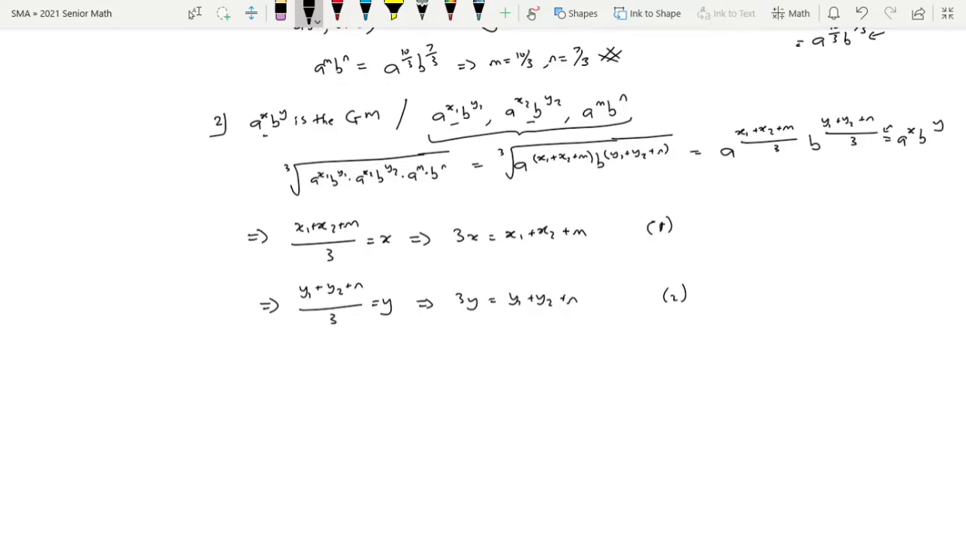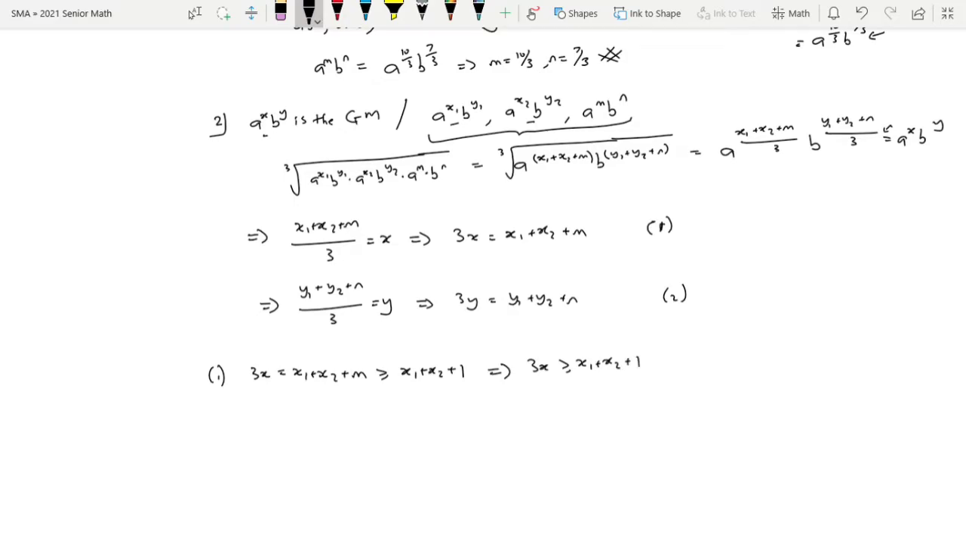Good. And then since this is the GM, we know that m is a natural number since that's part of what we're given in the question. So from 1, we have that 3x is equal to x1 plus x2 plus m. And since m is a natural number, it means that m is greater than or equal to 1. So this is greater than or equal to x1 plus x2 plus 1, which implies that 3x is greater than or equal to x1 plus x2 plus 1.